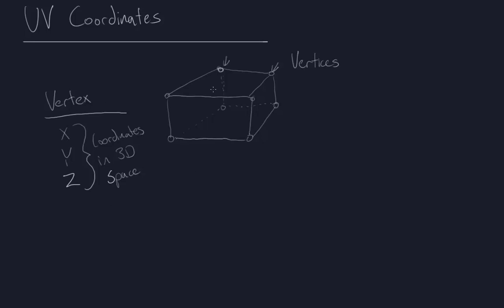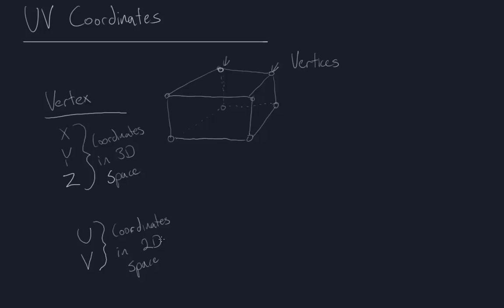Well, here's the thing. Vertices also have coordinates that exist in 2D space. They have coordinates in U and V. Now, in some 3D packages, you'll see this called UVW, but we're not going to be worrying about W. U and V are coordinates that exist only in 2D space.